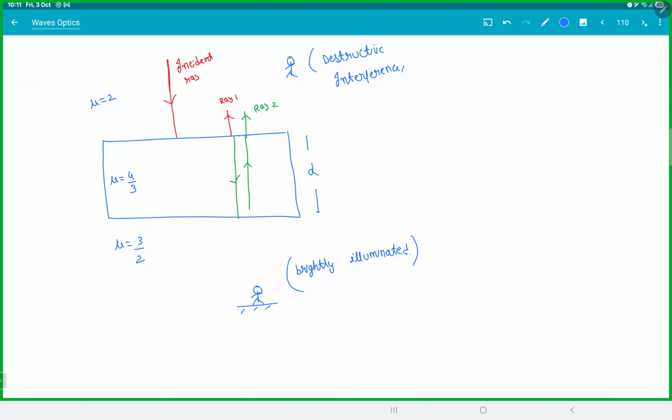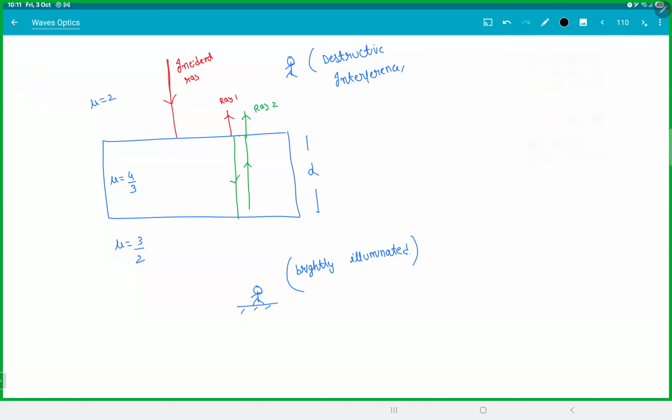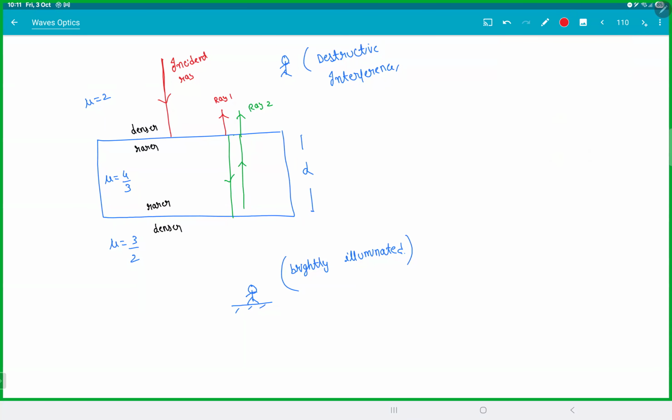Great. Next thing, what about the path difference? Before that, let's define something properly here. Who is denser and who is rarer? Between these two, this is denser. Between these two, this is rarer and this is denser. Make sense? Now the red one is going from denser to rarer. Do you still think you'll get phase shift of 180? Now you won't get a phase shift of 180. So this phase shift will be actually 0.